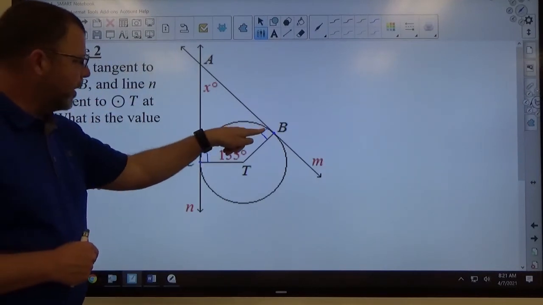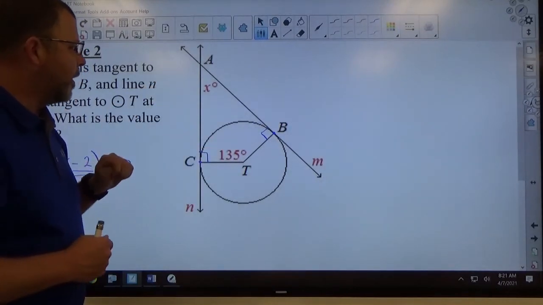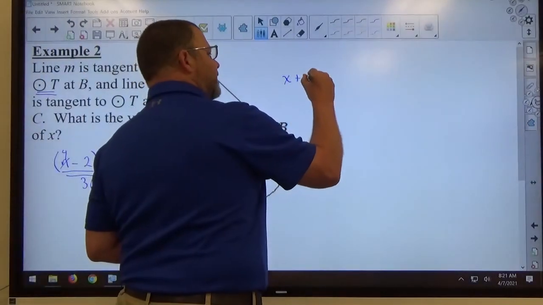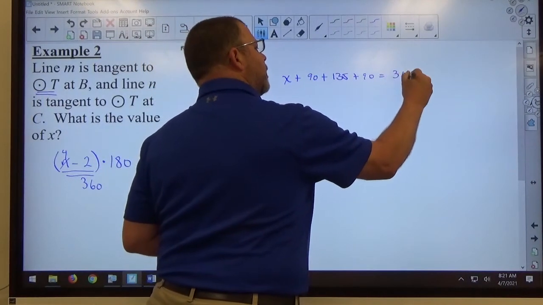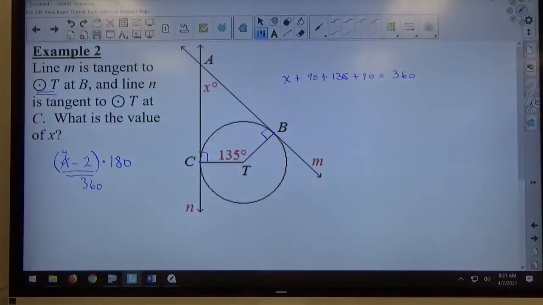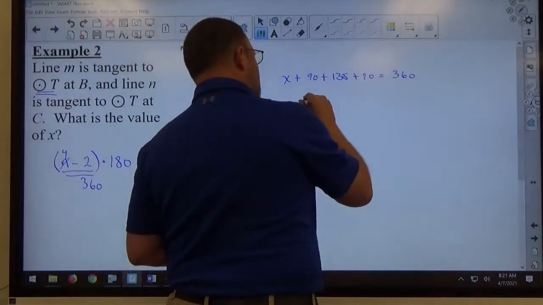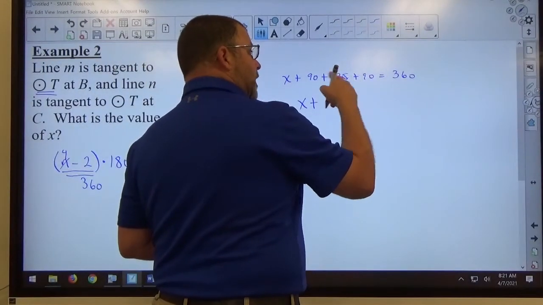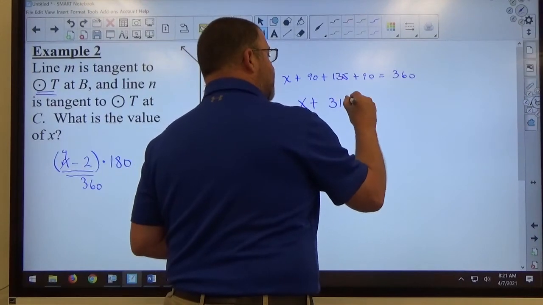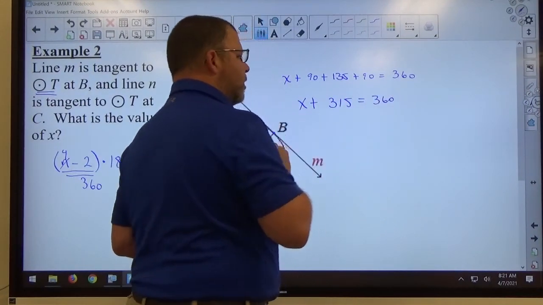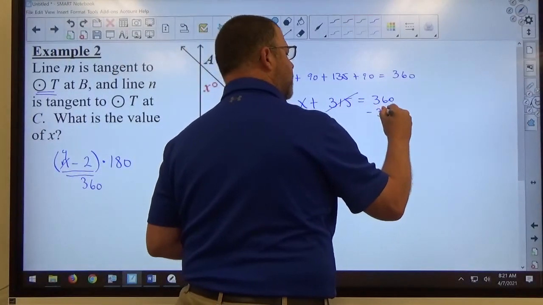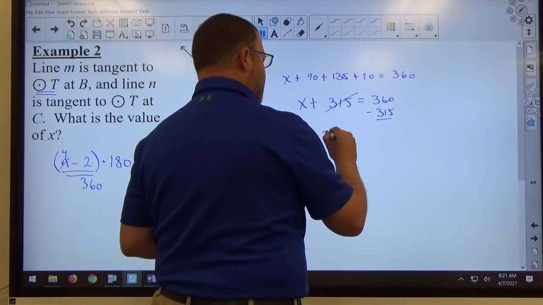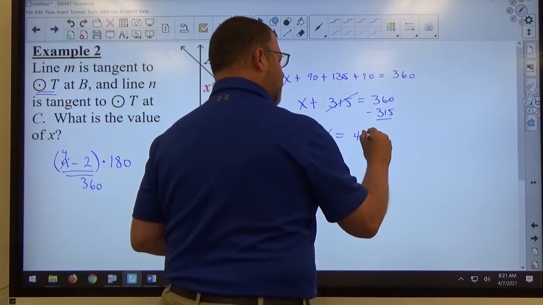And 3 of the angles are 90, 135, and 90. X is the 4th angle. So X plus 90 plus 135 plus 90 has to add up to the total number of degrees in the quadrilateral, 360. We add those 3 numbers up. 90 plus 90 is 180, plus 135 is 315. So X plus 315 equals 360. To solve for X, you just move the 315 to the other side, subtract, change the sign. 360 minus 315 is 45 degrees.